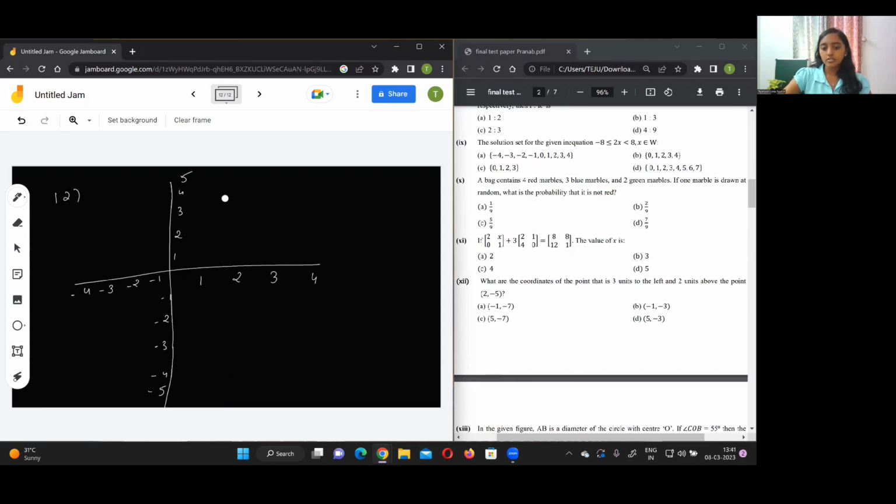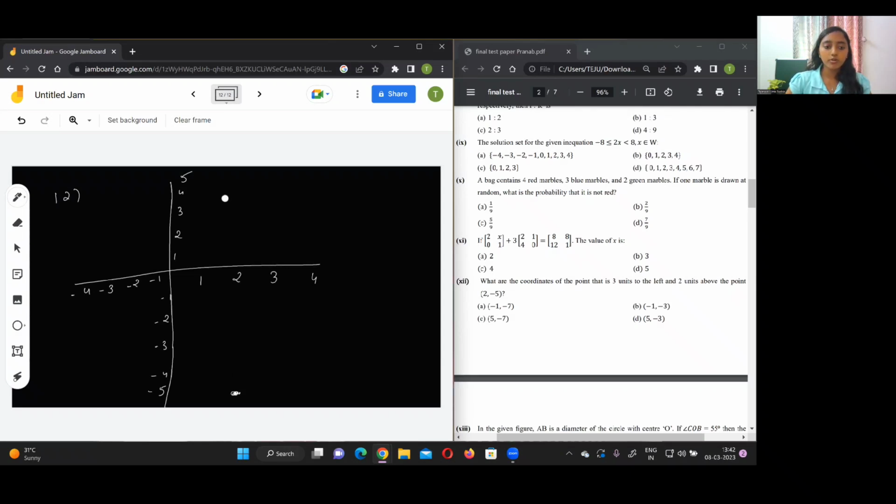So where is this point? Let us first locate that. It is 2, minus 5, which is somewhere here, right? And now it is asking for the coordinates of the point that is 3 units to the left. That is 3 units here, right? And we have to go below now. It is somewhere here, 3 units to the left.